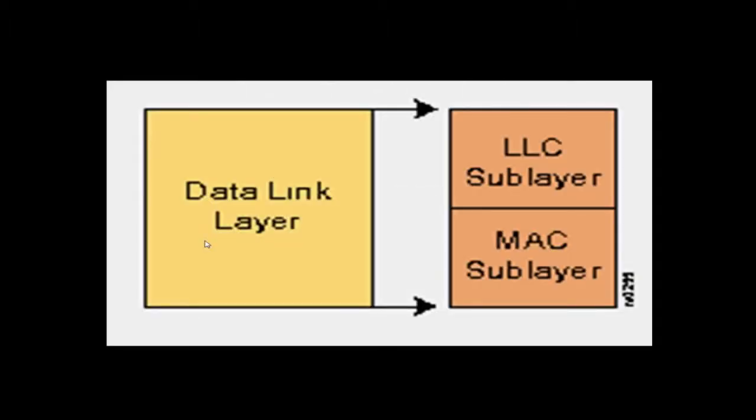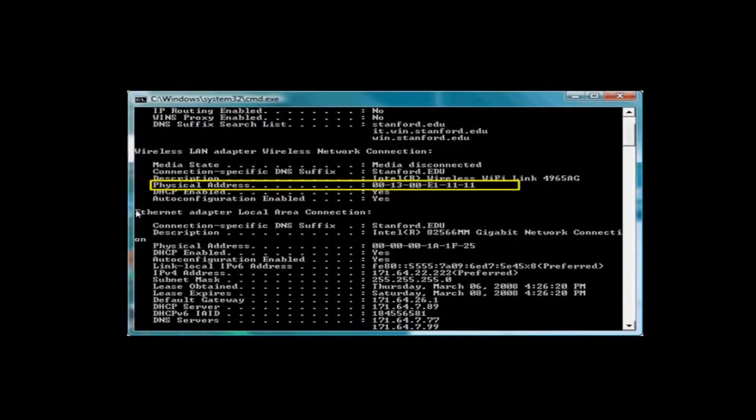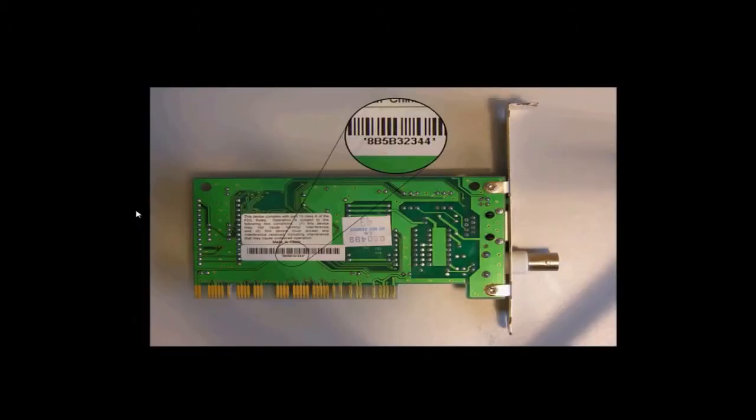The MAC sublayer controls how a computer on the network gains access to the data. The LLC layer controls frame synchronization, flow control, and error checking. The MAC address can be found quite easily using the command prompt in Windows, typing ipconfig /all, and then finding where it shows highlighted here, the physical address, or the MAC address. And this is just an identifier of the actual network card. It can also be on the network card itself, shown here.